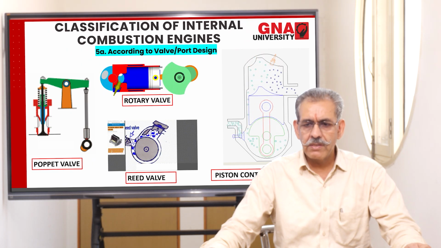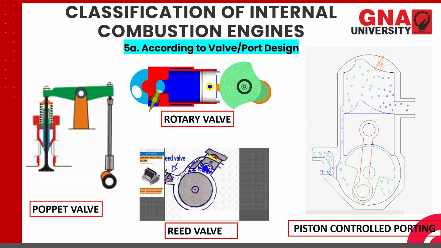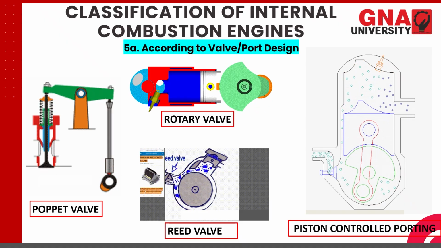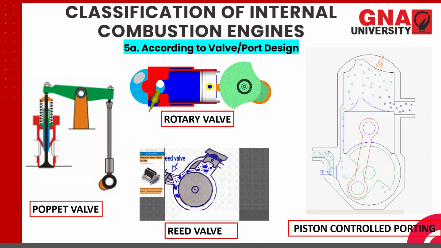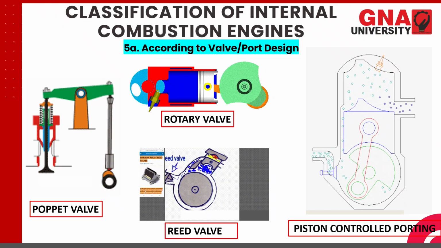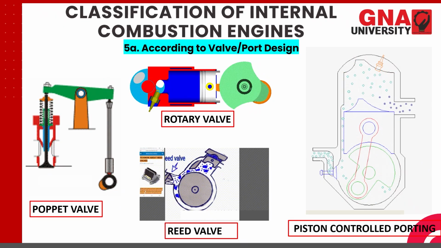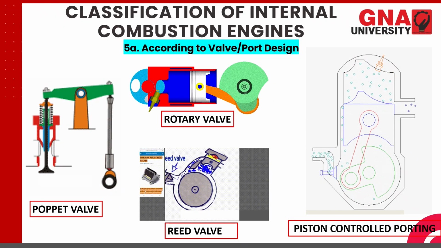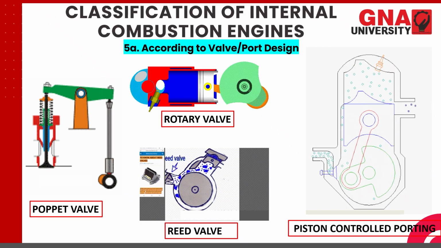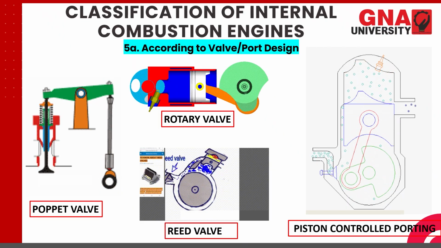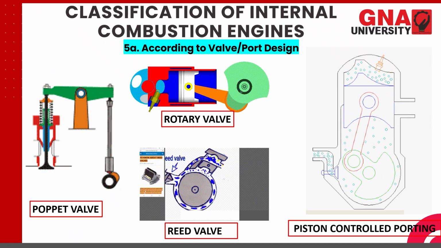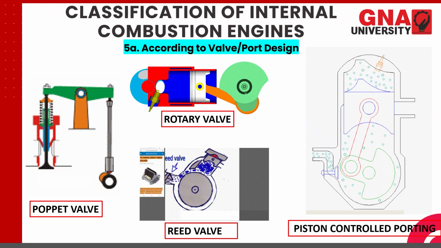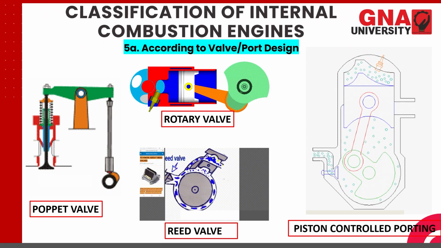The first thing is classification according to valve/port design. You can see in this first figure a poppet valve, in which the cam is pushing the push rod, which in turn moves the rocker mechanism, and the rocker mechanism opens this valve. You can see this return spring. We have already seen the working of the poppet valve in the introduction to IC engines.